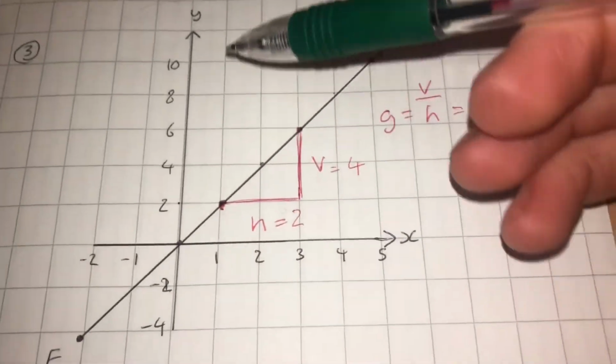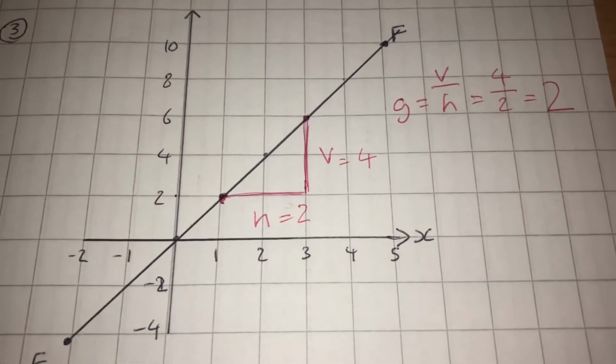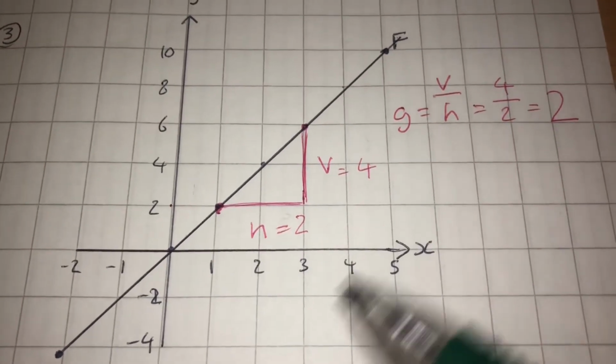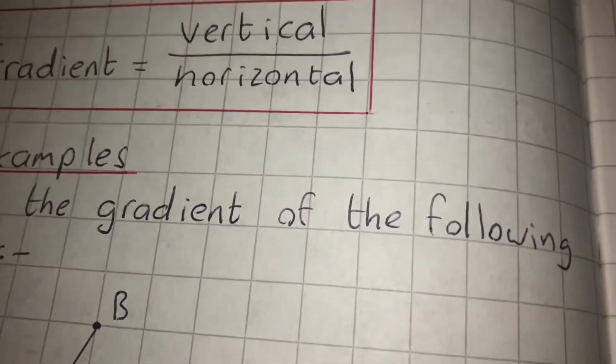So just something to be careful of if you're dealing with an xy axis. Check the scales whenever you're working out the vertical and the horizontal distance. After that, the rest is the same. Just use the general formula: gradient is equal to vertical over horizontal.